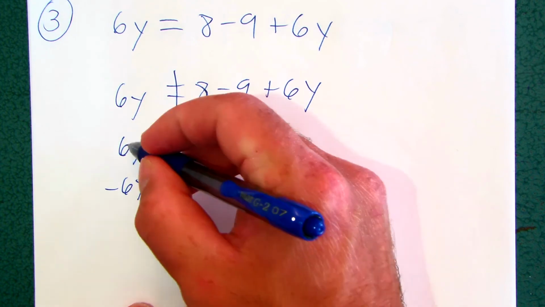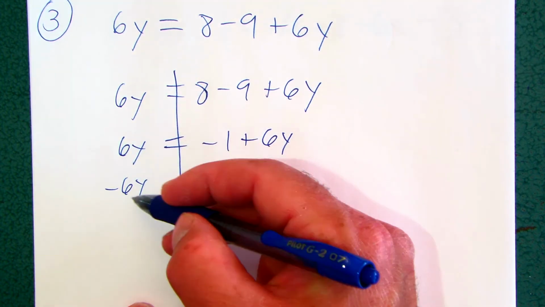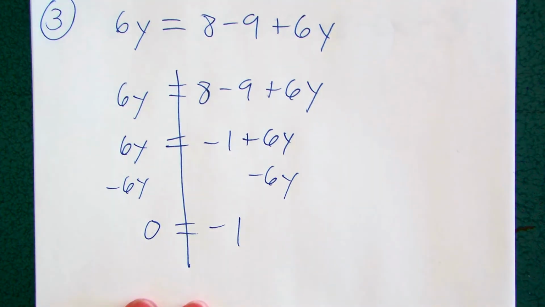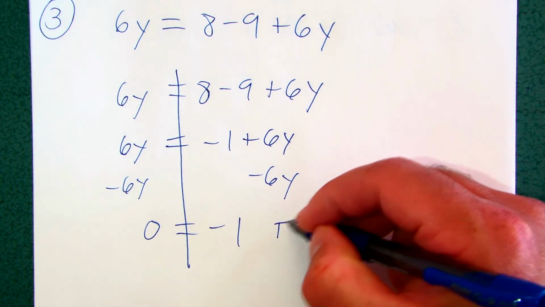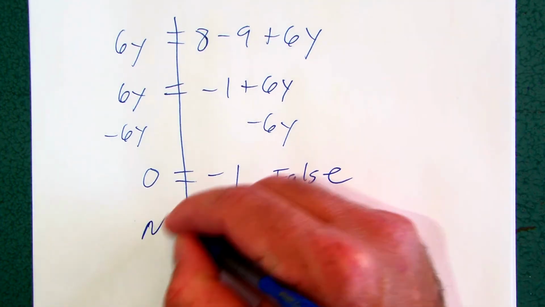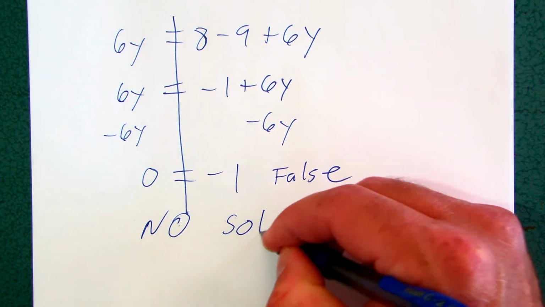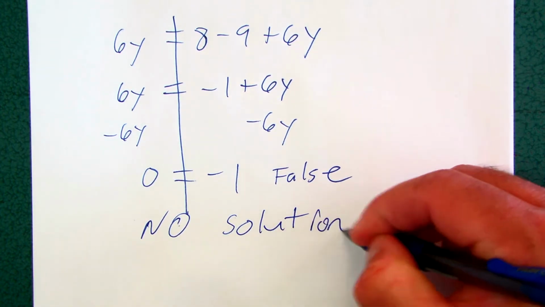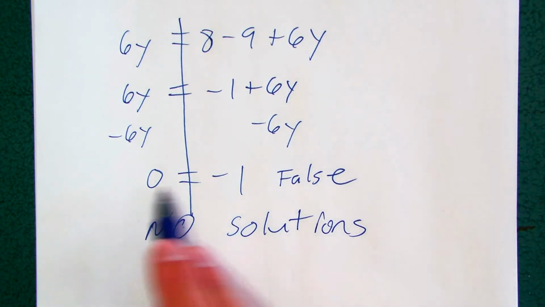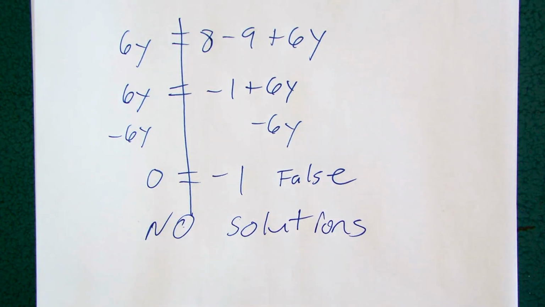6y minus 6y, it's like you have $6. I take your $6, you have $0. You got nothing there. And you have 0 equals negative 1, which is definitely not true. If you get a false statement like that, 0 equals negative 1, there are no solutions to this. So again, false statement, 0 equals negative 1, there are no solutions.